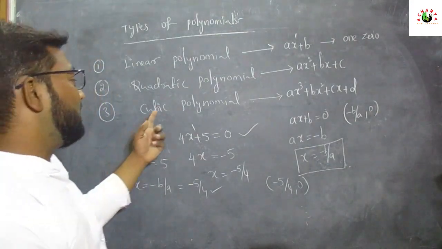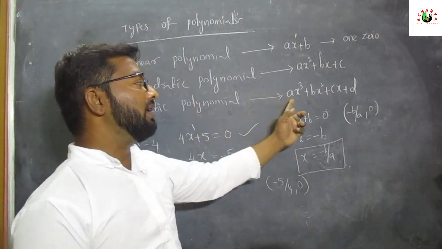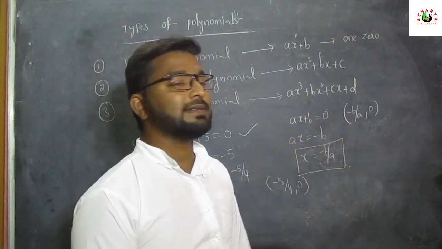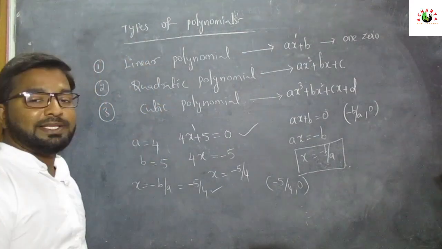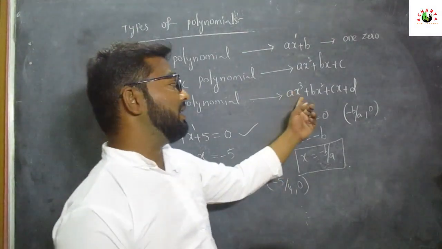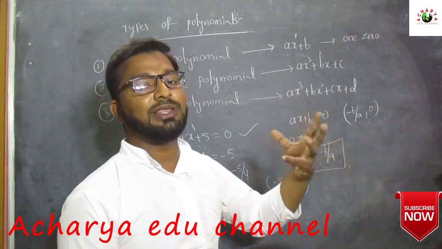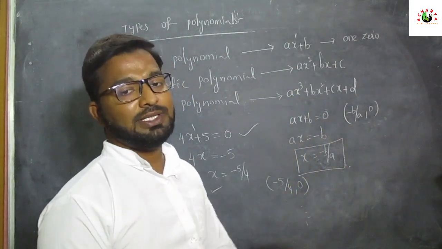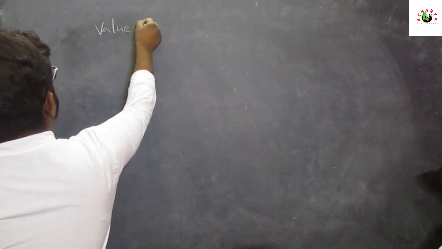Okay now, cubic polynomial. What is the general form of a cubic polynomial? ax cube plus bx square plus cx plus d. Here the highest power of the variable is 3, so how many zeros does it have? 3 zeros. Okay now, the next topic is the value of a polynomial.